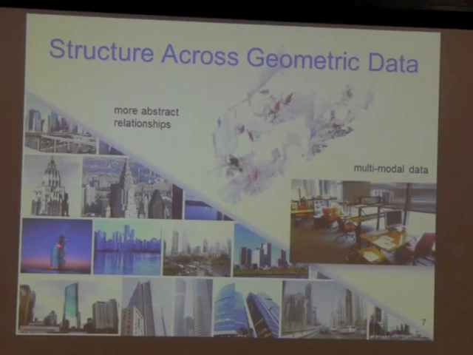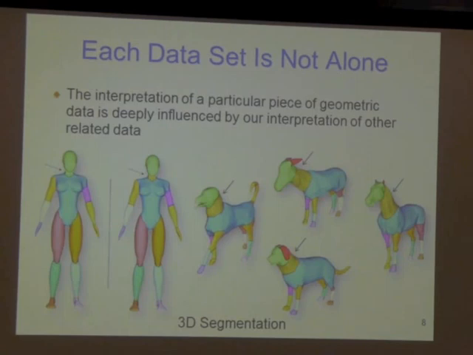So the main point I want to make is that we can do better if we analyze data not individually, but collectively. That every operation we do on a piece of data can be informed and improved if we understand the social network, the society that this data is part of. And I show here an example where what I'm showing is the act of segmenting a human 3D model.